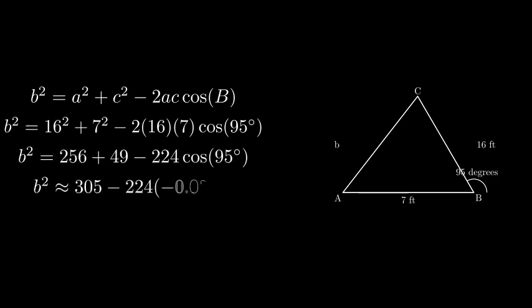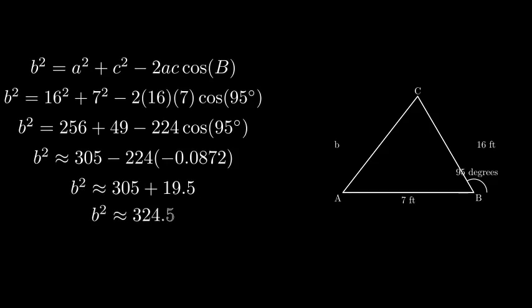Calculating the squares gives us 256 plus 49, which is 305. The cosine of 95 degrees is approximately negative 0.0872. Multiplying this by negative 224 gives us a positive 19.5. Adding these together, we find that b squared is approximately 324.5.